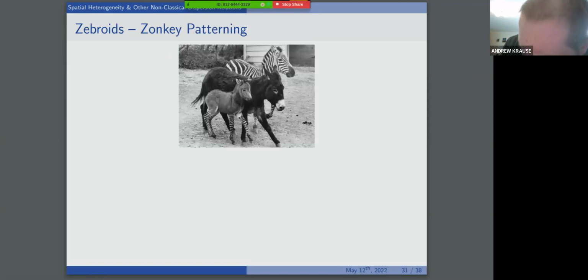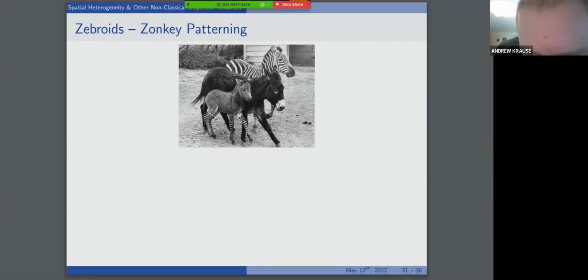As an example of what I mean by phenomenology, someone sent me this picture of zebroids, or zonkies, which is this organism. This is particularly interesting from a developmental point of view, because Turing's initial insight, or the initial view of these reaction diffusion mechanisms, said that when you have large spatial regions, you expect more intricate patterns, or you expect patterning to occur only when your domain length was sufficiently large.